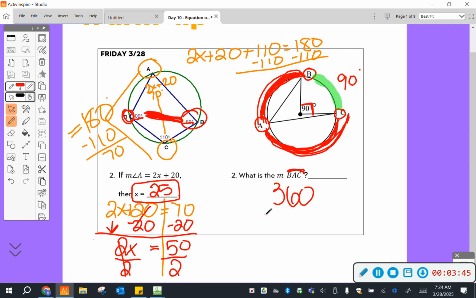In green, I have taken up 90. And I want to know what's in red. I want to know the rest. So what do I do? And what is 360 minus 90? 270 degrees. Remember, if you see the little m's before anything, then you need a degree sign. Okay? On x, you don't have to have a degree sign. What questions do I have?